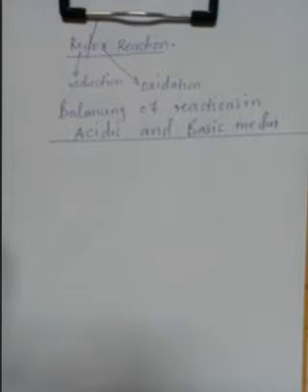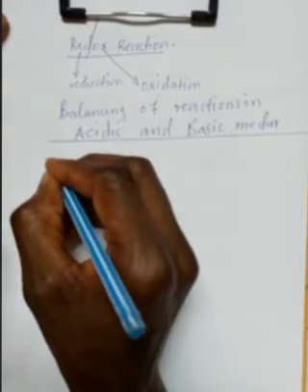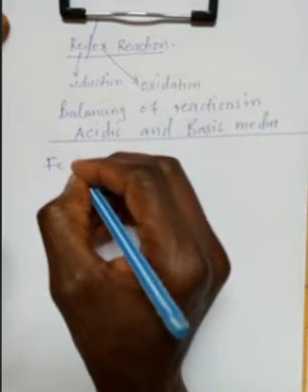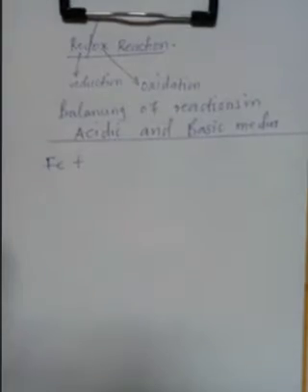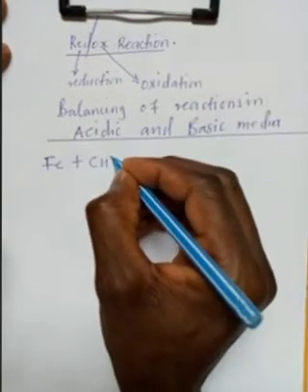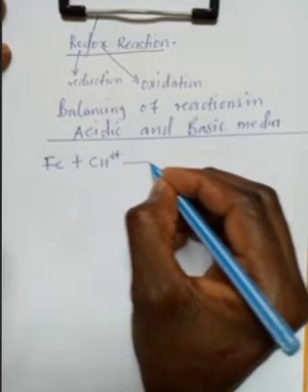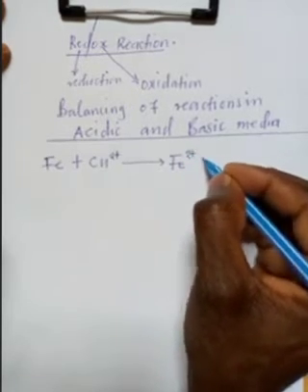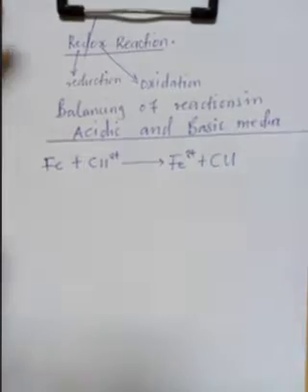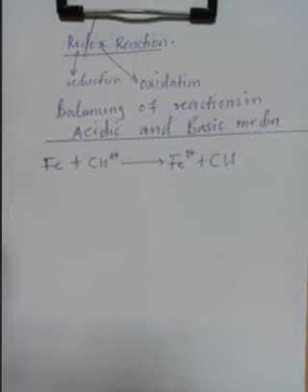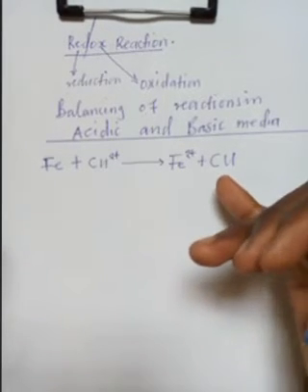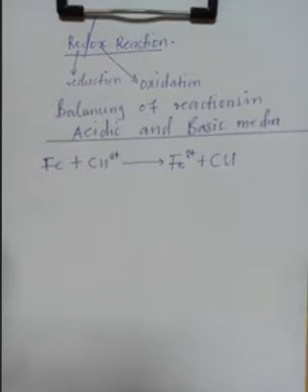Suppose you have this as your example: copper plus iron with a charge of 2, producing iron with a charge of 2+ and copper. So the way we handle these two questions, these are simple questions that shouldn't give you challenges when it comes to balancing.